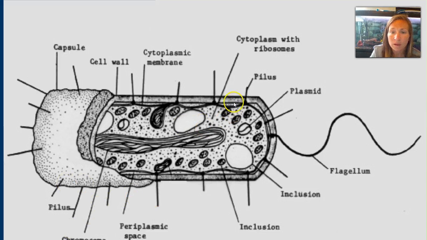Here you have something called a pilus, or multiple pili, which are little hair-like structures that are sometimes used for locomotion. The flagellum is also something that is used for locomotion for the bacterial cell. And then you have some chromosomes, or nuclear DNA, again not enclosed in a nucleus because they're a prokaryotic cell. They have cytoplasm, cell membrane, and cell wall, but that's about it. So not very complex cells.